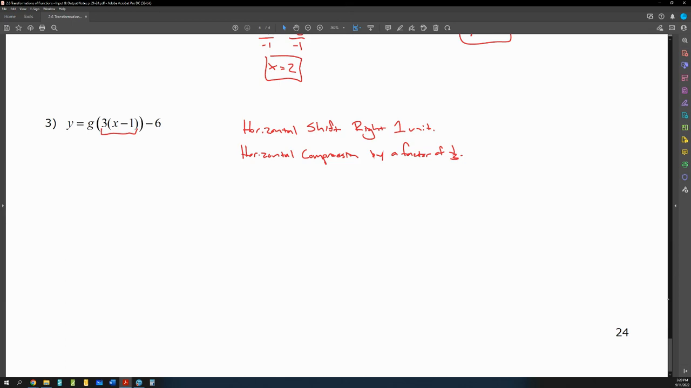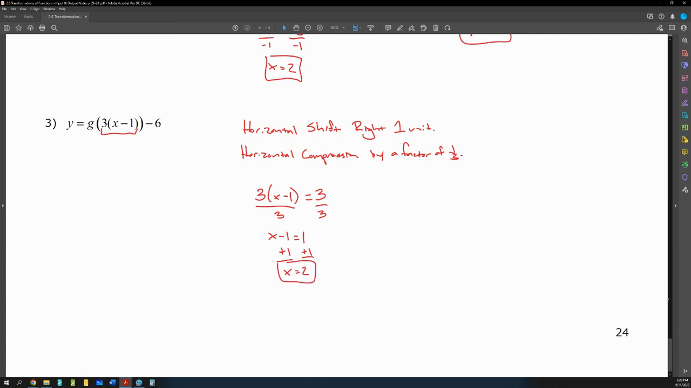Okay, so to find that function input, we're going to take 3 times the quantity x minus 1, and we're going to set it equal to 3. To solve for x, we divide both sides by 3. We get x minus 1 is equal to 1, and then adding 1 to both sides, we get x is equal to 2.